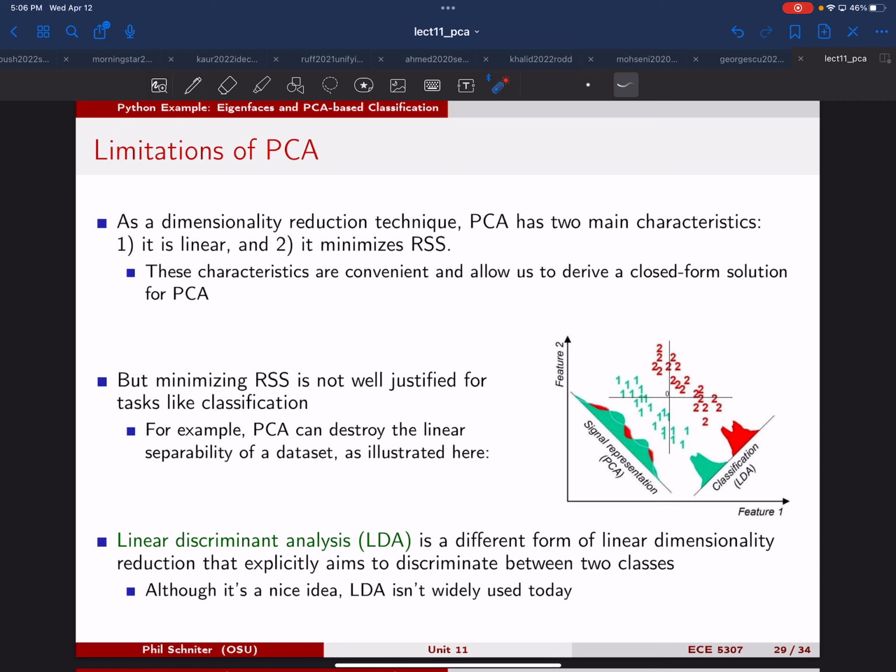I tried to say this earlier, but we have to be careful about PCA because it throws away a lot of information, and sometimes the information it throws away could be super important to us. Basically, PCA is two things. It's linear, and it minimizes RSS. Okay, that's great. They allow us to derive a closed form solution, but it's maybe not what we should be doing. So let me show you an example of PCA in classification.